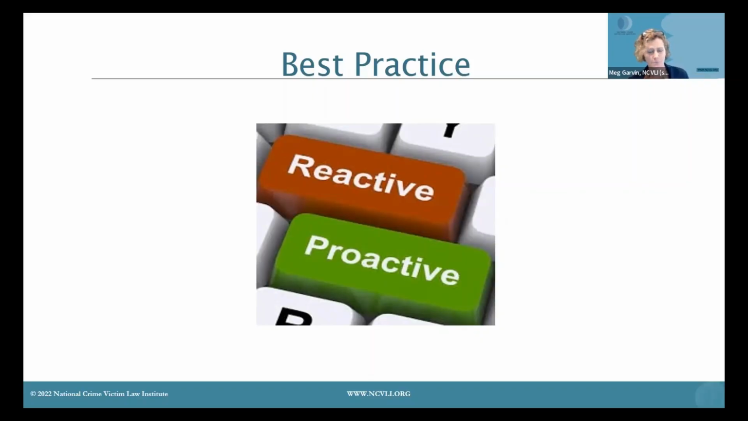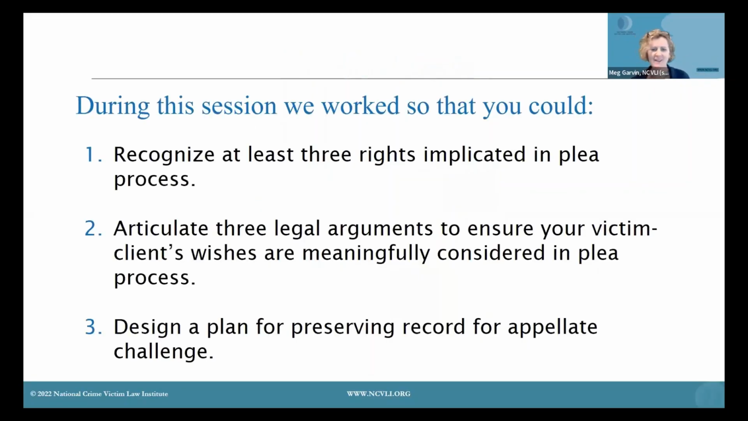So what did we cover? And what do we hope that you got? What we covered in this brief time was at least 3 rights implicated. Amy actually had a slide with many more on it, but at least 3 rights implicated. Articulating at least 3 arguments to ensure that clients' wishes are meaningfully protected, and then designing a plan for the appellate record. Now, I didn't call that what I just put on the screen about that motion, but when you do a good motion for reconsideration or vacation, you're thinking about appeal.